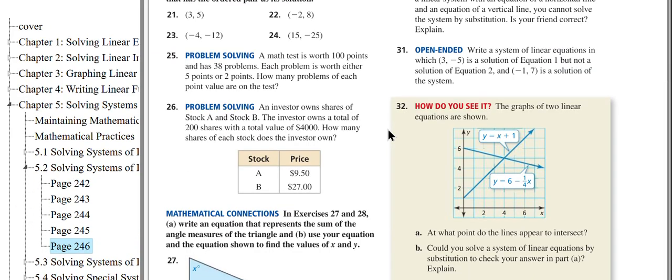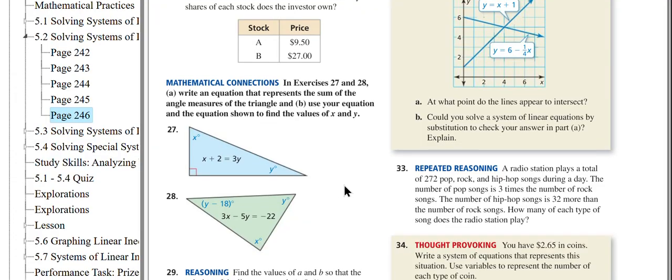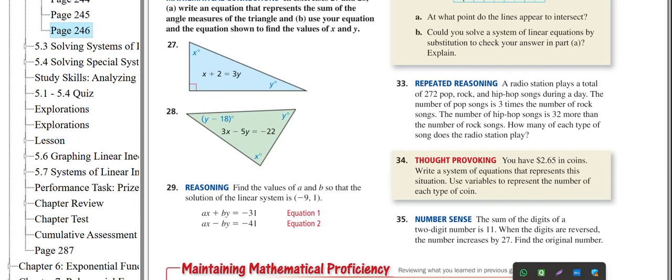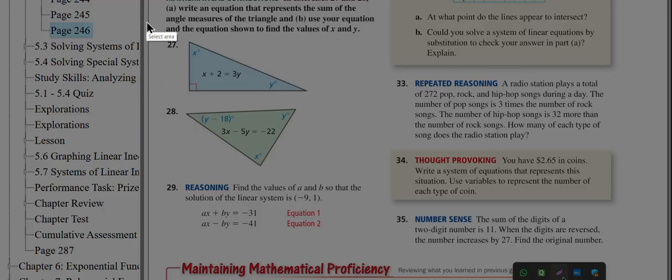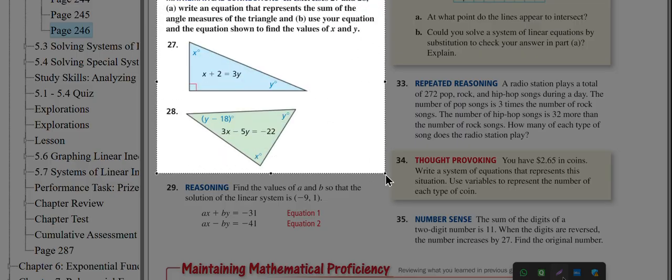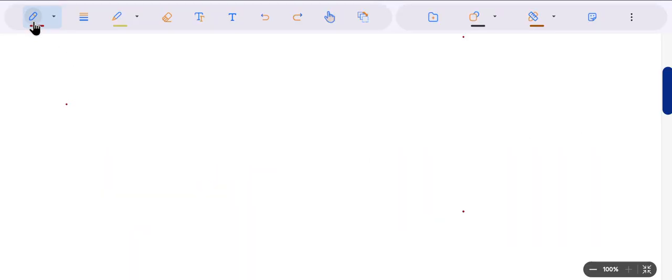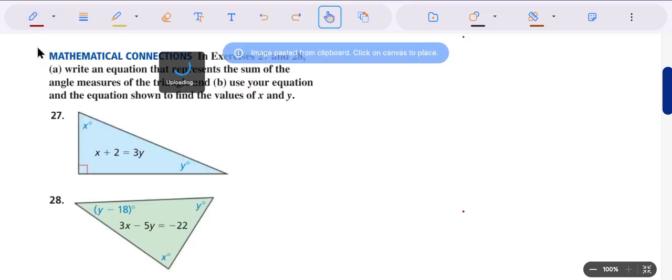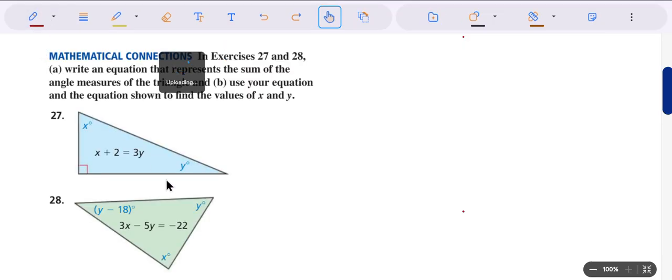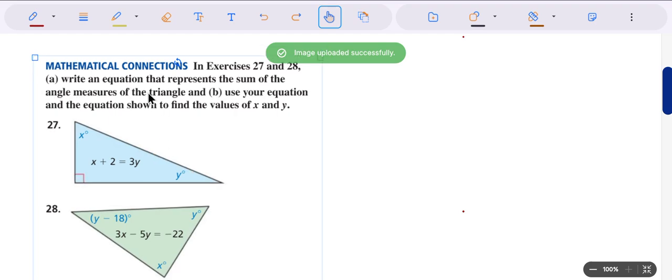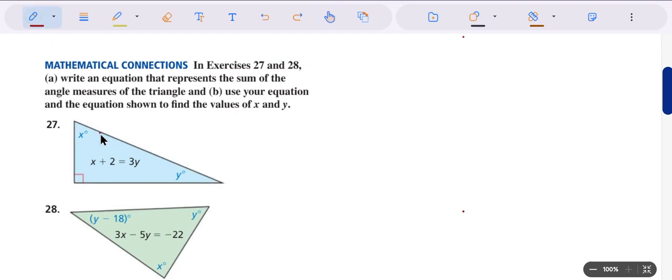There are many places, like geometry. In geometry also, systems of equations can come. Mathematical connections. I am just showing the questions. Okay, mathematical connections. So, in this, look at this. x is one angle and y is another angle of this triangle, isn't it? And this is the relation given. So, we need to find the value of x and y.